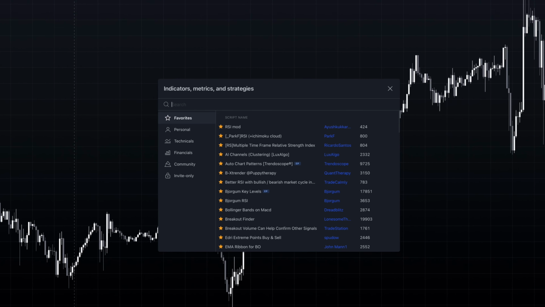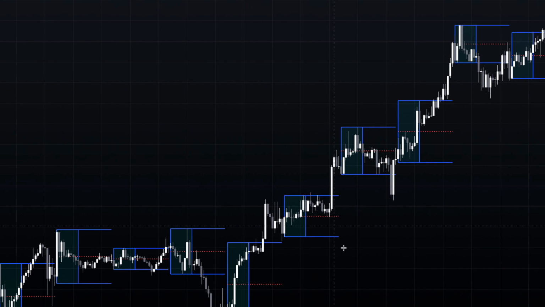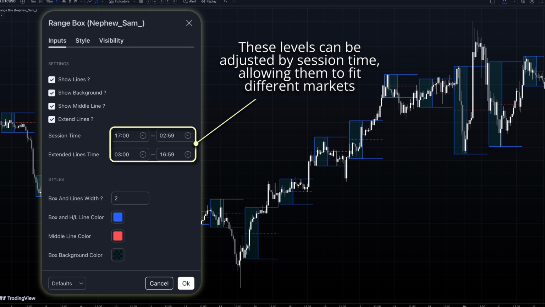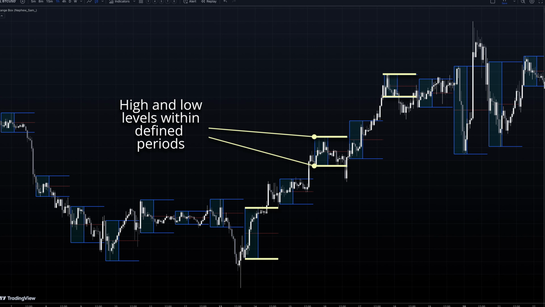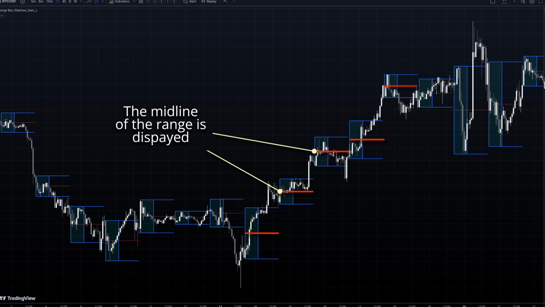Our next tool is called the Range Box Indicator, designed by nephew Sam. It provides an intuitive way to visualize key price levels during specific trading sessions. This tool automatically identifies the high and low price levels within a user-defined time range, plots them on the chart, and extends these levels into subsequent periods for continued relevance. Additionally, it calculates and displays the midline of the range for balanced price analysis.